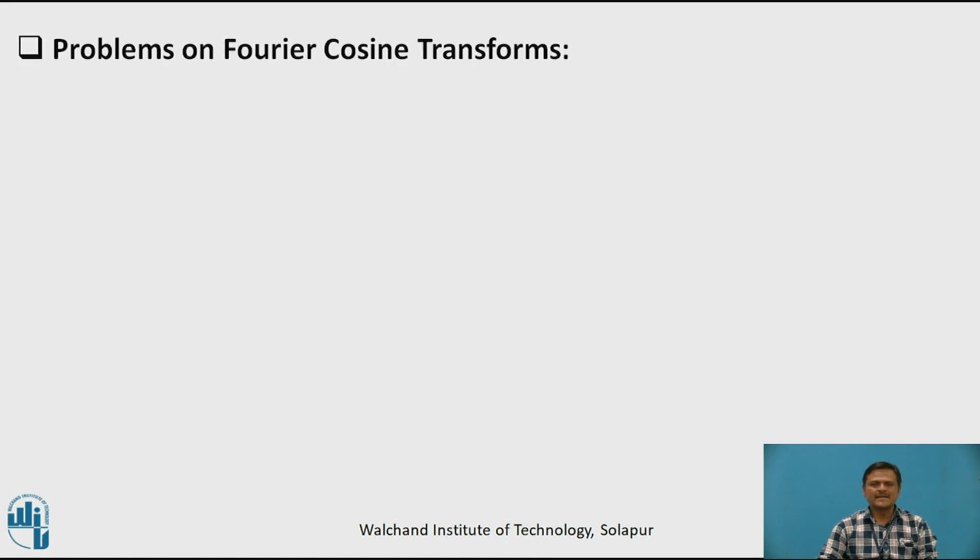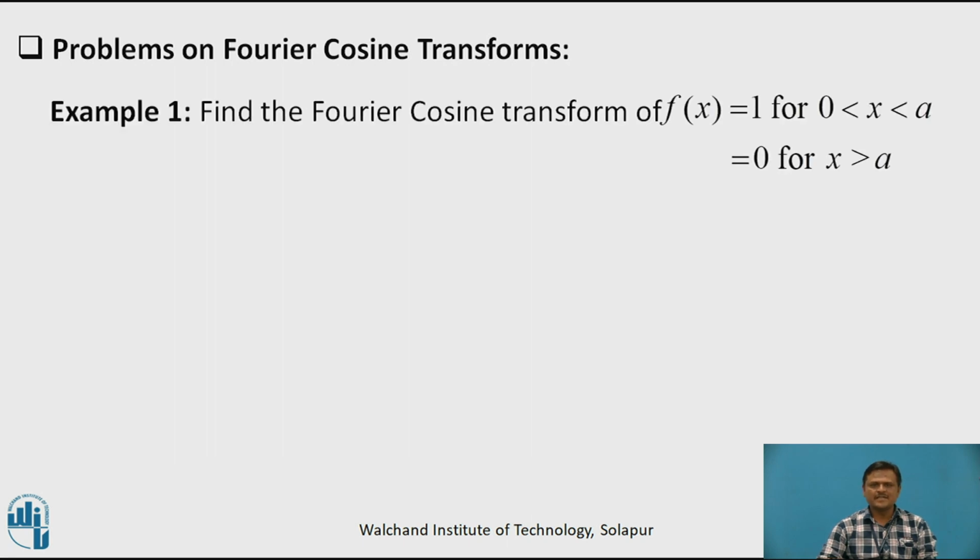Now we will discuss some examples based on Fourier cosine transform. The first example is: find the Fourier cosine transform of the function which is defined to be 1 for x between 0 and a, and 0 for x greater than a. Note that this is a piecewise defined function. The range of the function is from 0 to infinity, and it is defined differently in different subintervals of the interval 0 to infinity.